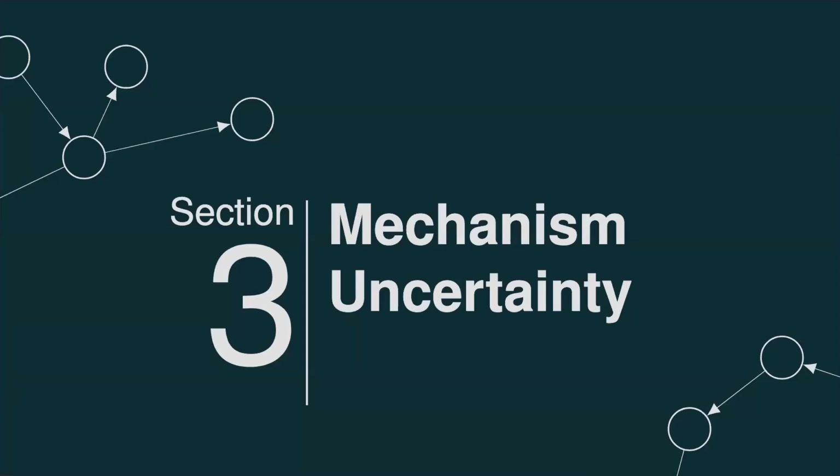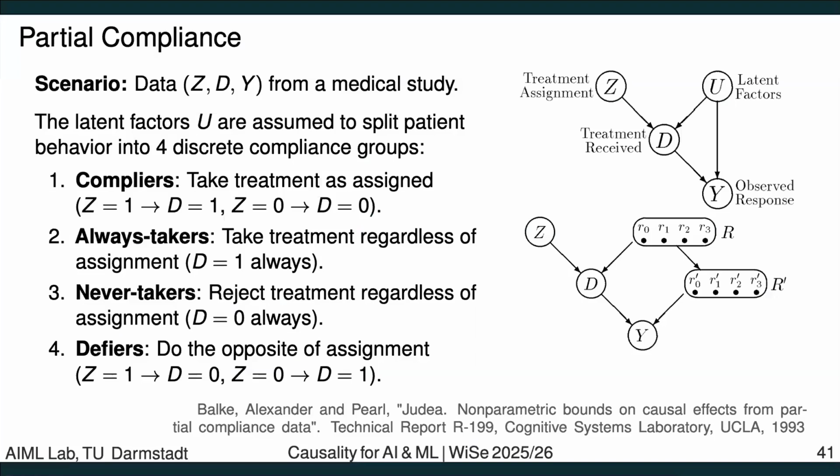Okay, so before we looked at scenarios where we had uncertainties or difficulties identifying the true causal graph. And maybe we are certain about the causal graph, but we are uncertain about the mechanisms themselves. So a common, or sometimes used, scenario is that of partial compliance.